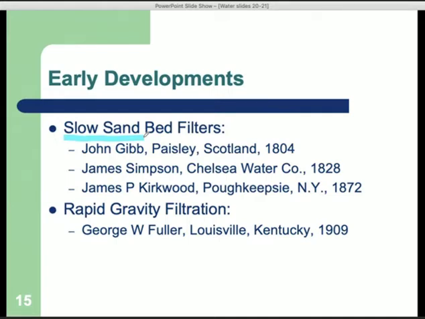And you can see here that these filters actually started really quite early, the earliest on this slide anyway, from 1804. John Gibb Company in Paisley. So, question is, why were they developed? Why would Paisley need clean water? Any ideas? Does anybody dare type something?